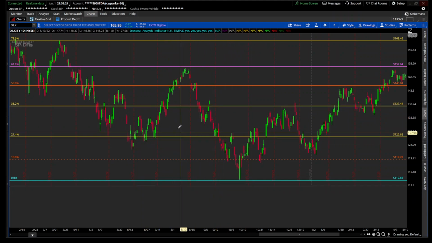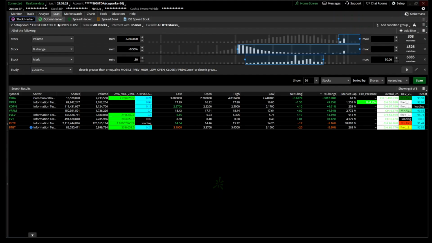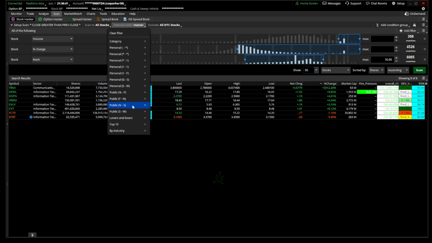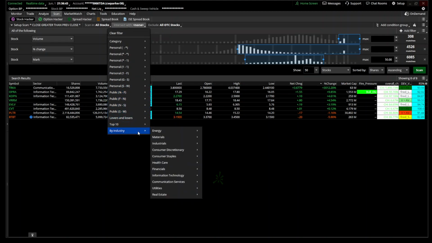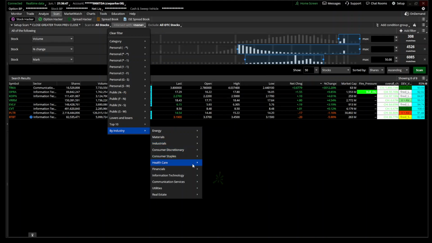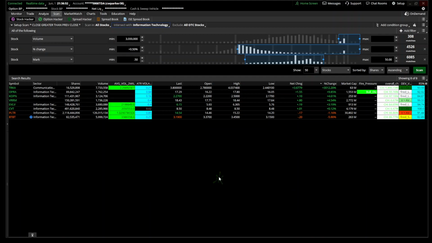So while I'm waiting for this to load, I'm going to go to my scanner. So right now I had this in there, but I'm just going to get rid of that. So I saw that the technology sector was up. So we're going to go to the industry, and I'm going to go to information technology. Here's all the technology stocks. I'm just going to select that.